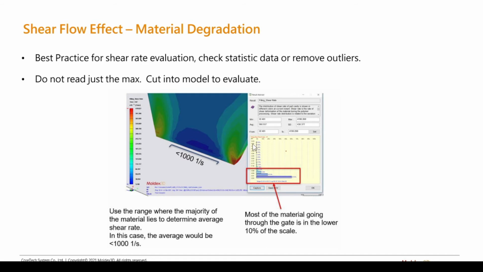So if I were to take the average of this plot, we would see that the average is more around 390 instead of the maximum, which is about 4,200. Okay, so this is all to say, just don't just take the maximum value of shear rate. You always want to be looking at the histogram plot, which allows you to really see where the majority of the melt is actually experiencing.